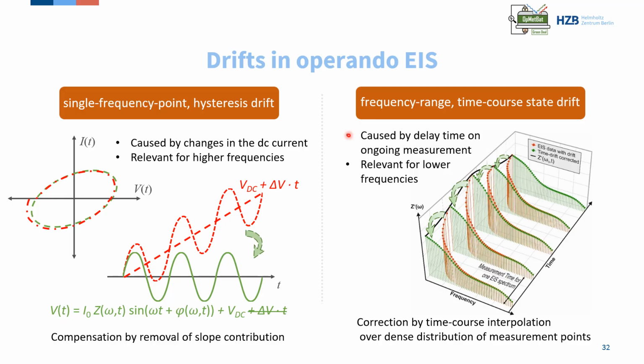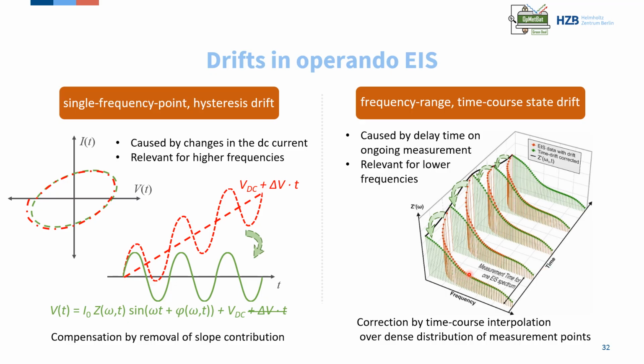On the other hand, the time or state drift made along a set of measurements at different frequencies is caused by the accumulated delay time when the different frequency points are measured. In this graph, the values of the real impedance are shown for different measurement sets.